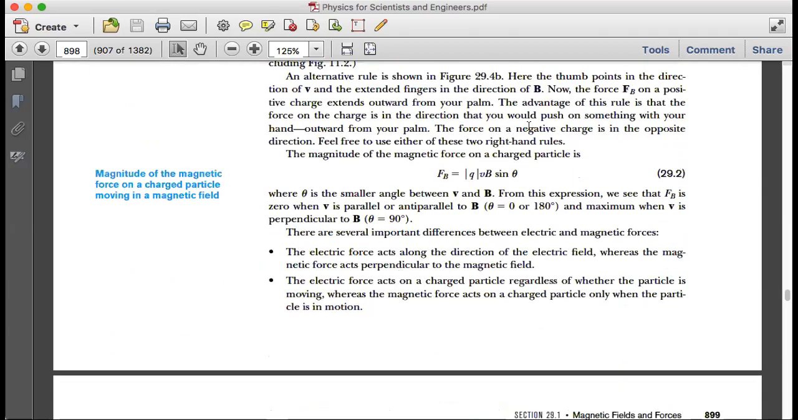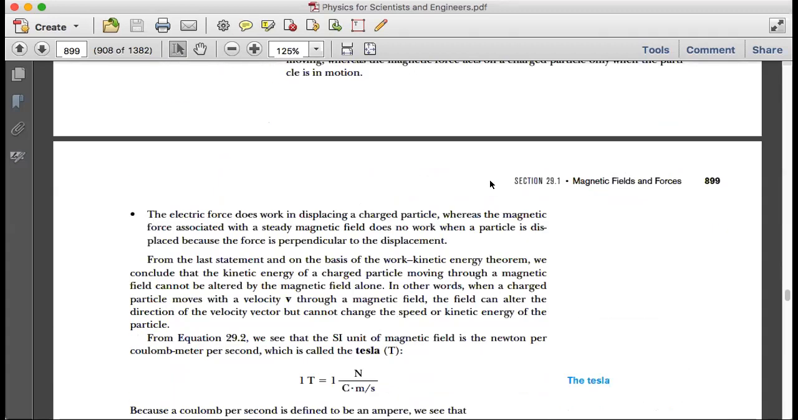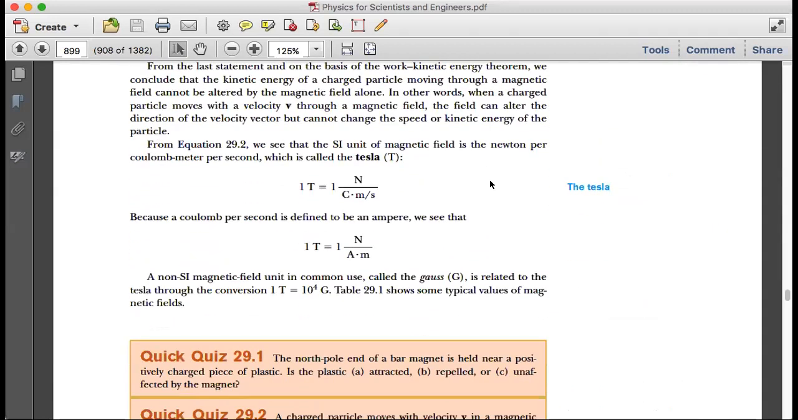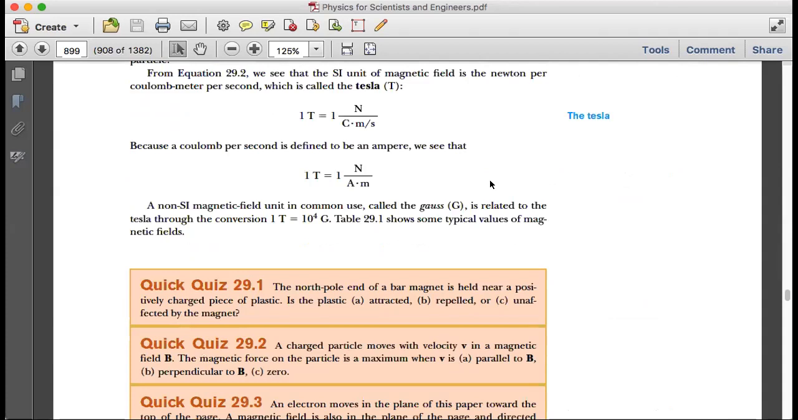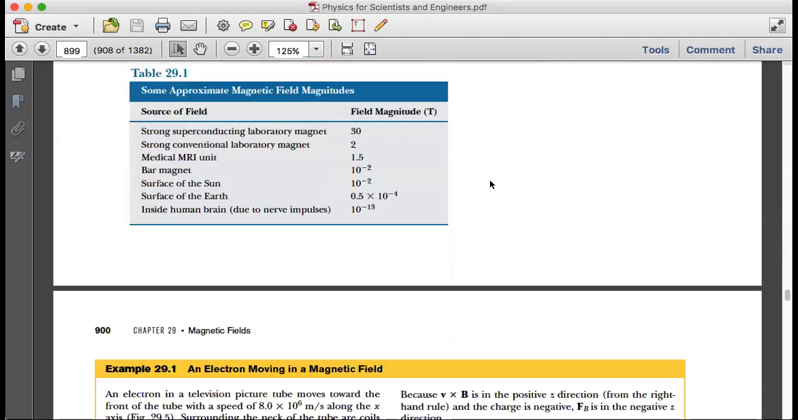Kemudian besarnya FB itu adalah q v B sin theta. Theta ini adalah sudut antara V dan B. Dan satuan dari medan magnetik itu adalah 1 Tesla, yaitu 1 Newton per Coulomb per meter per sekon. Jadi ini beberapa contoh yang tadi saya jelaskan.